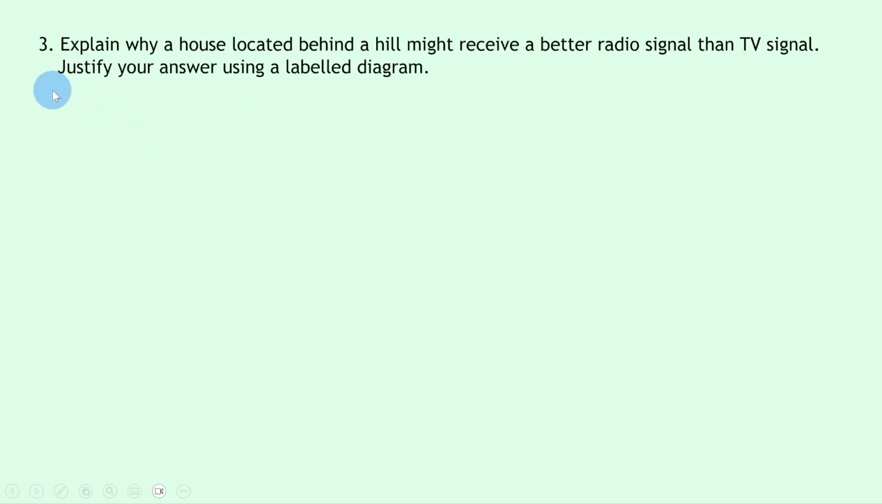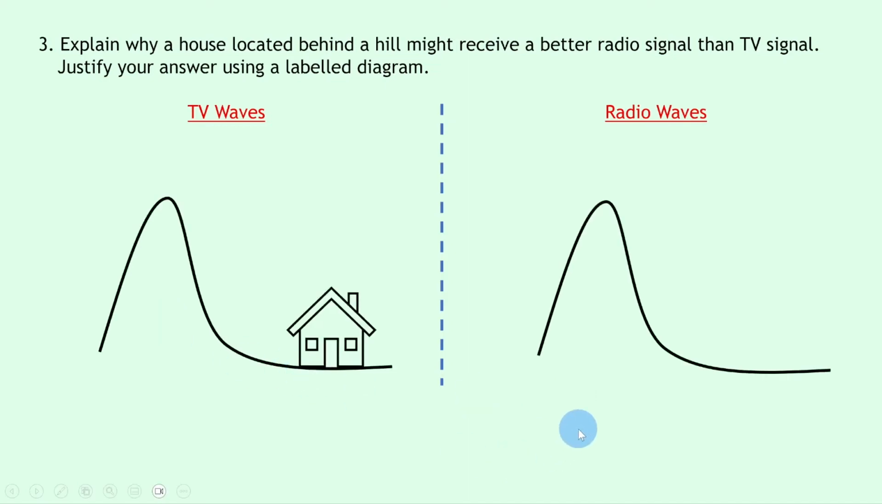Lastly, question 3 says explain why a house located behind a hill might receive a better radio signal than TV signal. Justify your answer using a labelled diagram. Well, let's start with the diagram, and we're going to split this into 2 parts. So we're going to have the TV waves on the left and the radio waves on the right. And we're going to sketch a house located behind the hill in each case.